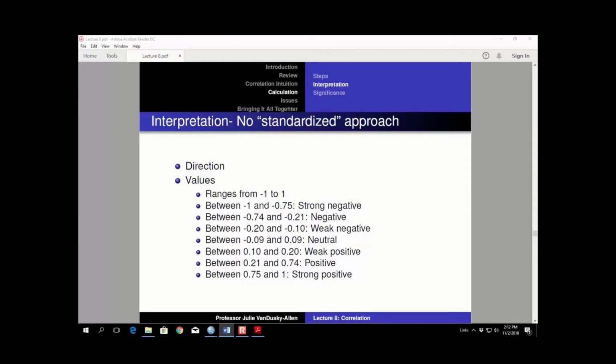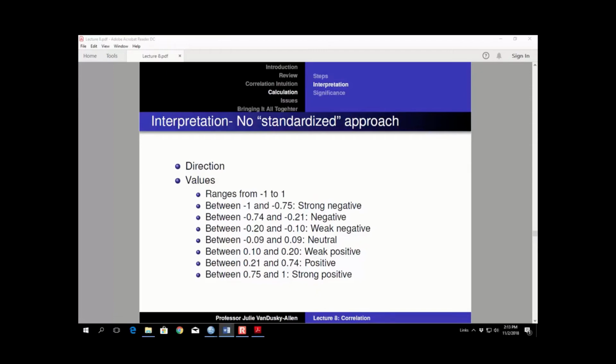If the correlation coefficient is between negative 0.2 and negative 0.1, then you should say there is a weak negative relationship between the two variables. This means that as one variable increases, the other variable sometimes decreases. If the correlation coefficient is between negative 0.09 and positive 0.09, then you should say there is a neutral relationship between the two variables. This means as one variable increases, the other variable sometimes increases and sometimes decreases with no recognizable pattern.